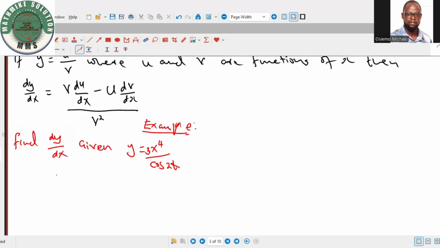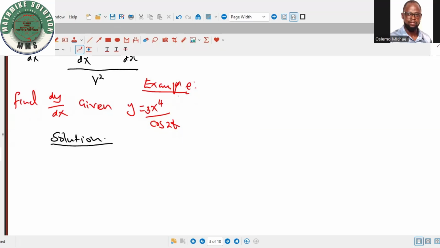Solution. Immediately you have seen that you have two functions, one in the numerator and the other in the denominator. Automatically, you have to apply the quotient rule. In this point here, we have our u and our v. So we have said the quotient rule states that dy dx is equal to v du dx minus u dv dx, and all over v squared.